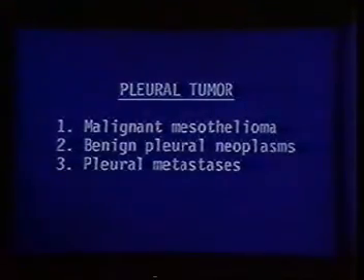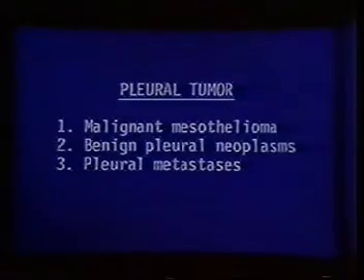Benign pleural neoplasms, I've already mentioned to some extent when I showed you some fibrous mesotheliomas. I think CT is clearly good at demonstrating these tumors, but that doesn't mean it's an important diagnostic tool, because even after you've demonstrated the lesion, they almost always are going to have to be removed.